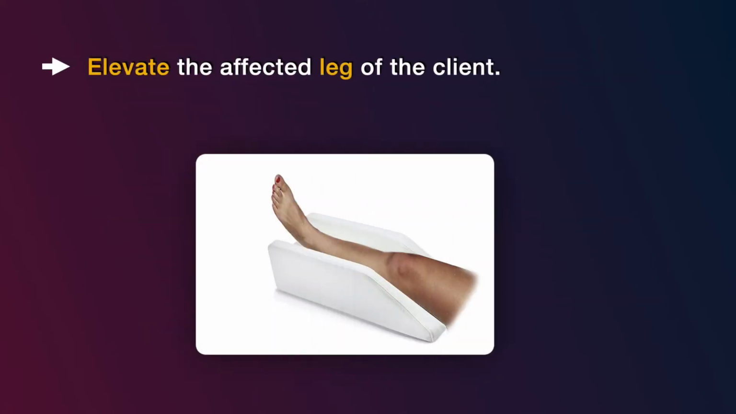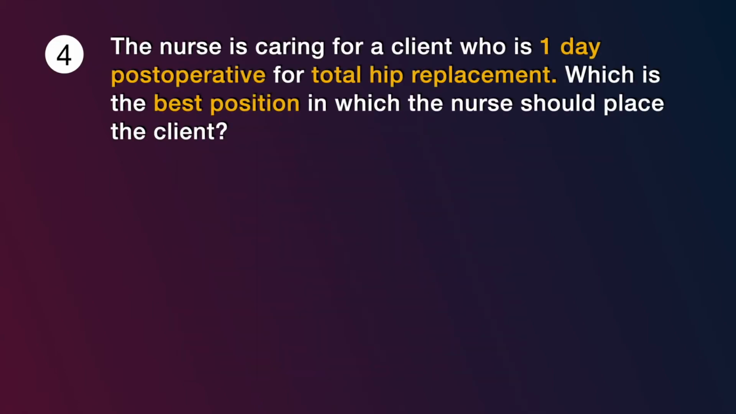Elevate the affected leg of the client. For a client who has deep vein thrombosis, elevate the affected leg because it helps to facilitate blood flow by the force of gravity. It also decreases venous pressure, which relieves edema and pain. Question number 4. The nurse is caring for a client who is 1 day post-operative for total hip replacement. Which is the best position in which the nurse should place the client?